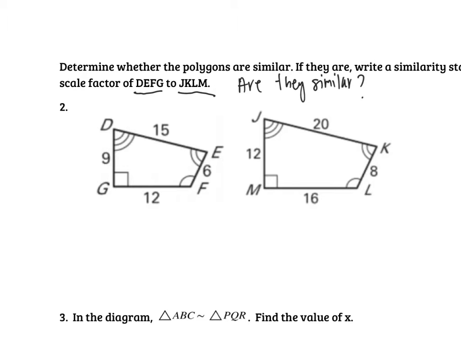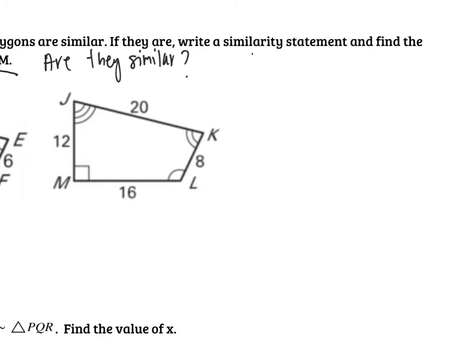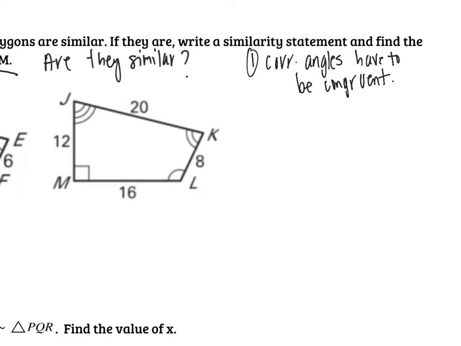So with this question, we have to think back to our definition of similar polygons. There are two things that have to be true. So if you remember, one of those things is that the corresponding angles have to be congruent. Remember, that just means the corresponding angles have to be the same measurement. The second thing we need to check off is that the corresponding sides are proportional.